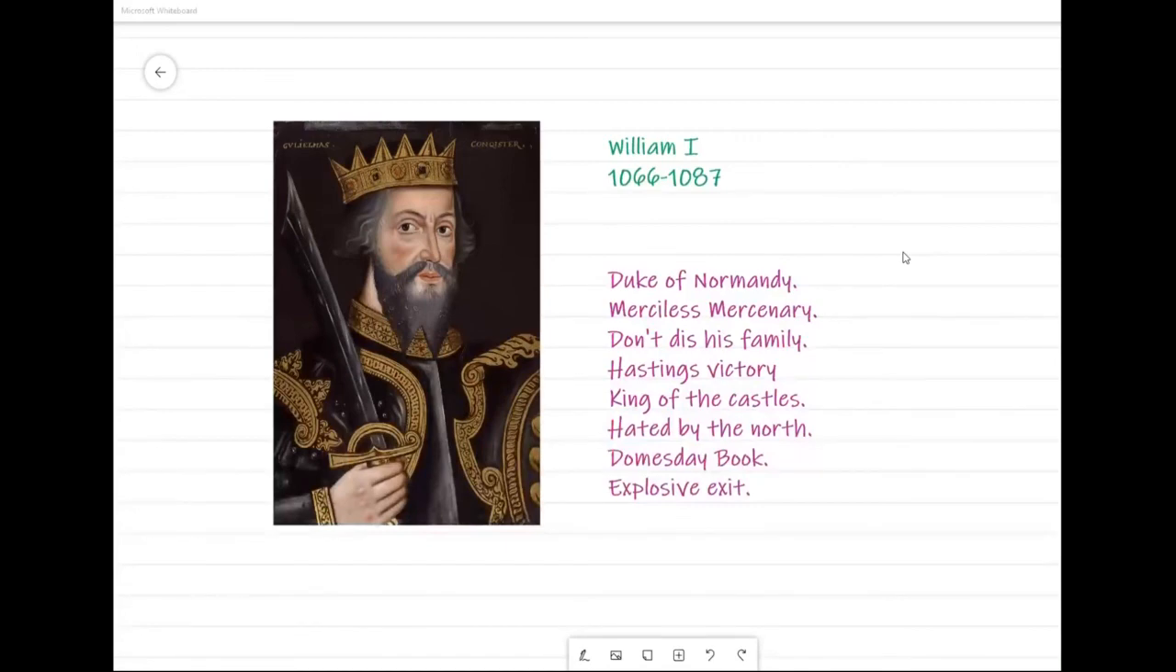So what we'll do is leave William there for a minute. I know there are still some bits. We need to talk about his castles. We need to talk about how he's hated by the North. We need to talk about the Domesday Book and his literally explosive exit. So we'll save the rest of William for next week's history lesson, when we'll see what he does to take over England and how he eventually explodes, which is always a fun story.